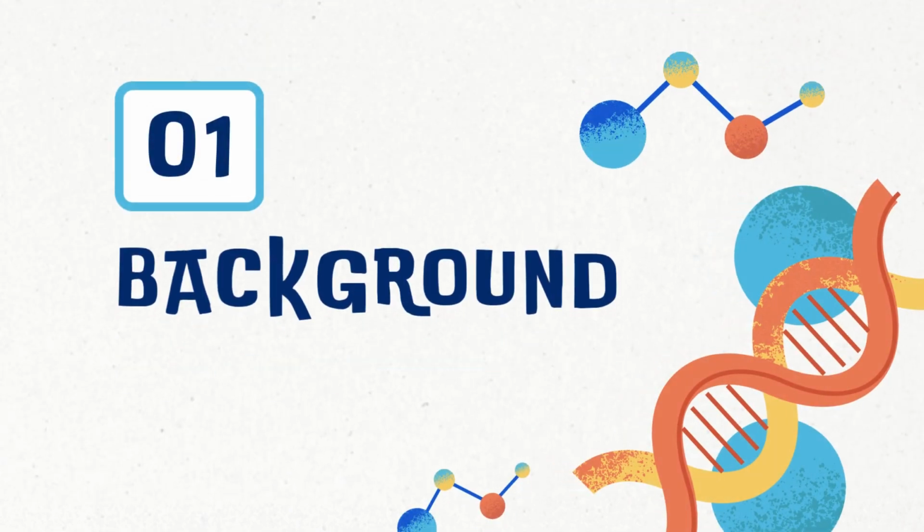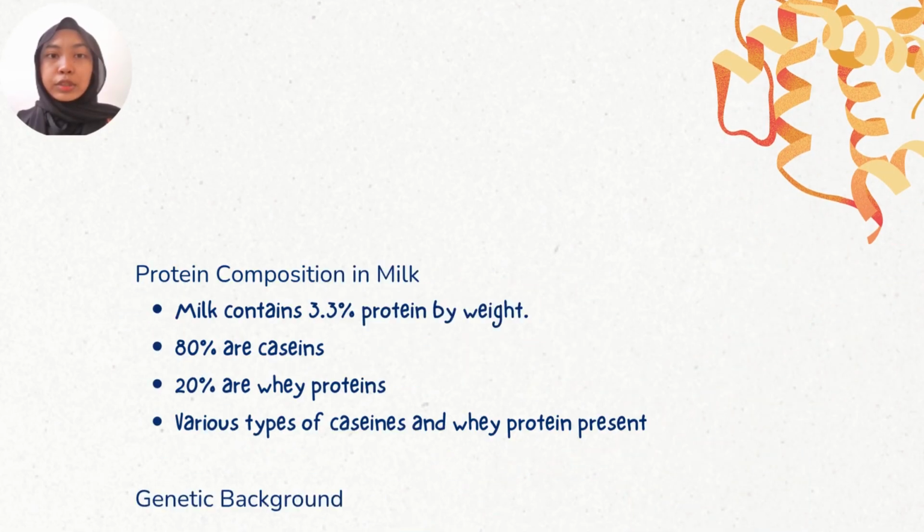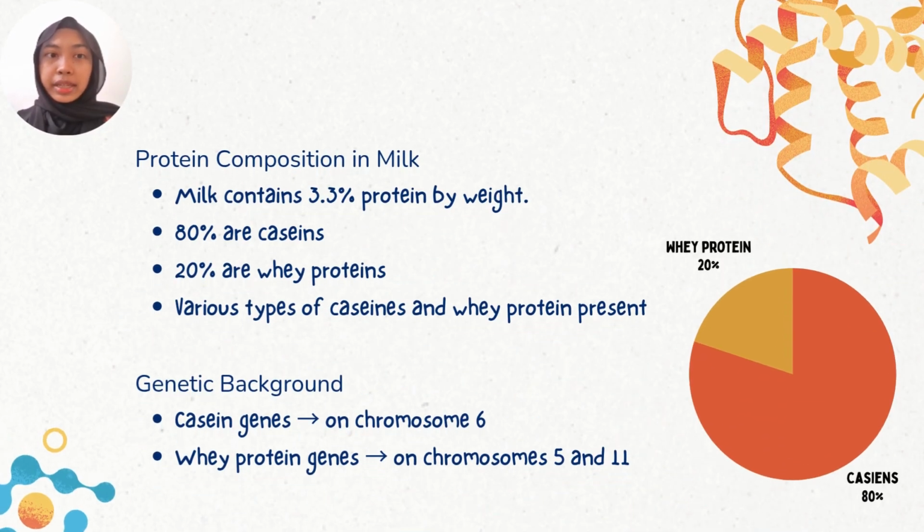I will explain about the background, objective, and methods used in this research. Milk is composed of 3.3% protein by weight, of which 80% are caseins, which are alpha S1 casein, alpha S2 casein, beta casein, and kappa casein. 20% are whey proteins, which are alpha lactalbumin and beta lactoglobulin.